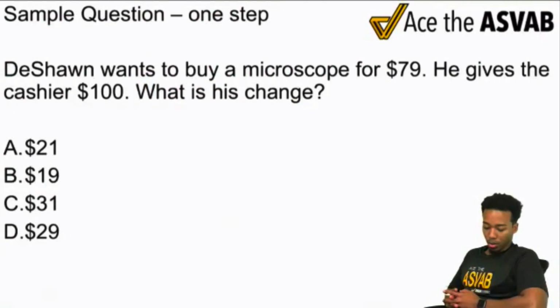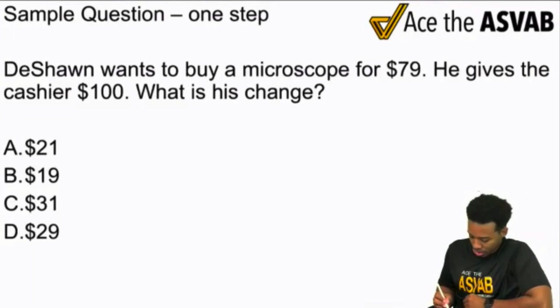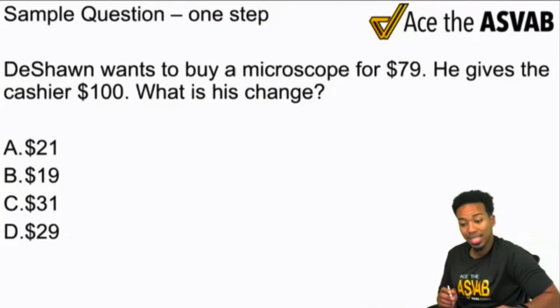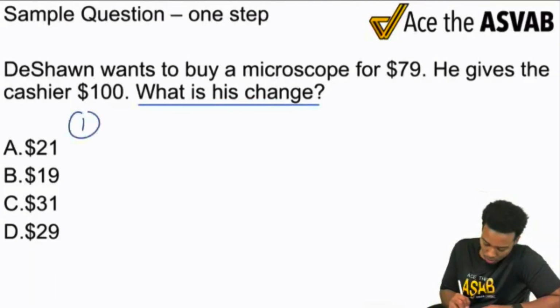So here we go. So Deshaun wants to buy a problem, everybody. What am I doing wrong? Read the question. That's right. I have to read the question first, as always. Don't get lazy. So here we go. The question reads, what is his change? What is his change? So let's be real, everybody. Let's be realistic. Let's go ahead and say C equals the change received.